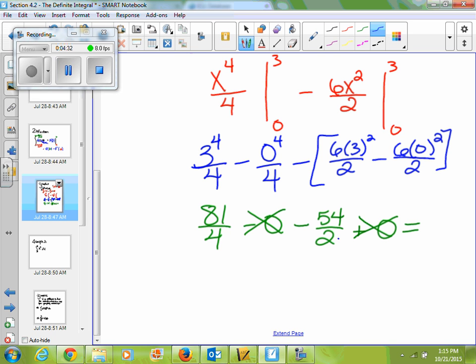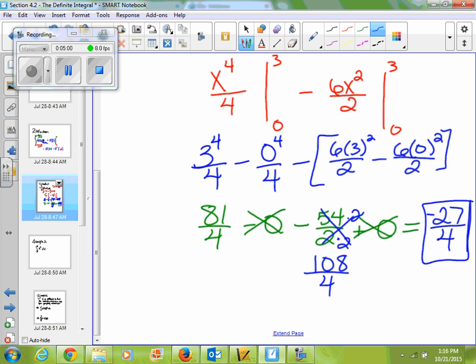Okay, so I'm going to multiply this one by 2 to have common denominators. 54 divided by 2 is 108 over 4. And what's 81 minus 108? Negative 27, is it? Yes, 27? Okay. I don't trust my brain today. So my area under my curve would be negative 27 over 4.